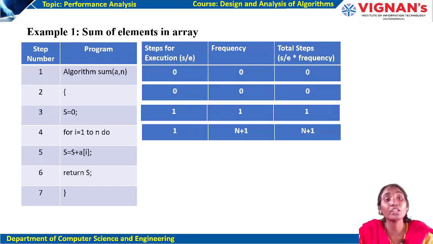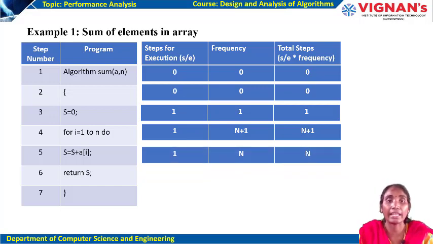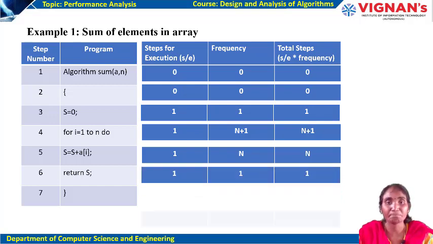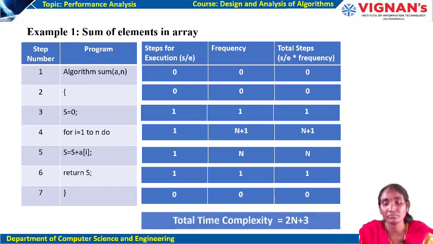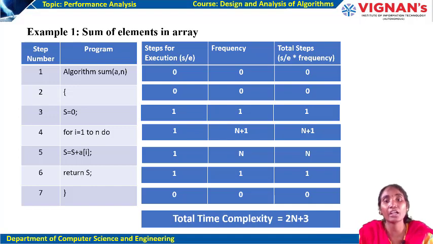Now within the loop, the statement I have will be executed only n times, so 1, n. Now the return S statement will be executed only once, so it will be 1. Finally the total will be 1 plus n plus 1 plus n plus 1, so 2n plus 3 total complexity. Mathematically, the 3 will be ignored, the 2 will be ignored, and finally I will have big O of n.